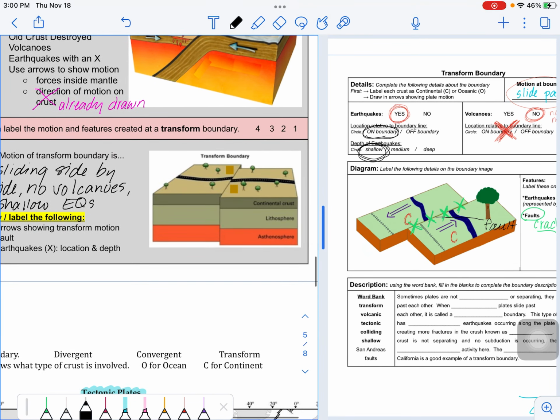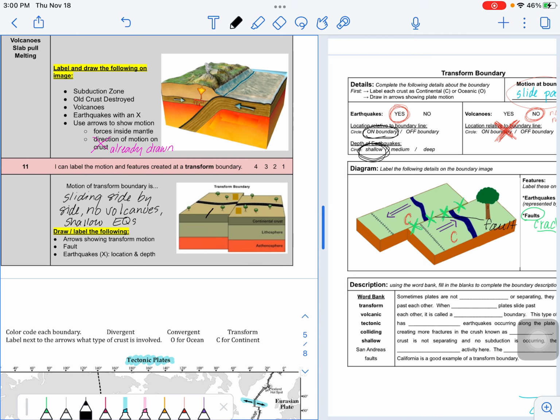So in your picture, we're thinking about arrows showing transform motion, just like in our other photo. Fault is this crack right here. And our last one, earthquakes, again, just like our other image, happening right on the boundary, location on the boundary, and depth is just shallow.